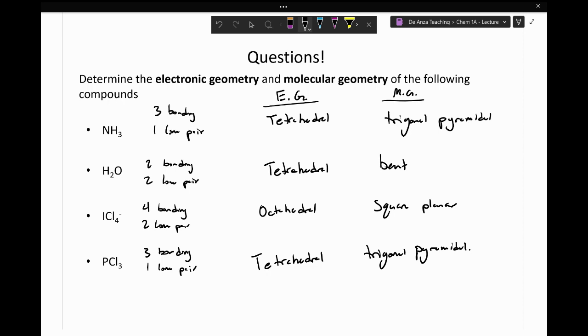Okay. And so what we're going to talk about in the next video is molecular polarities. So using these shapes and the polarity of each of the bonds to see if the total molecule is polar or nonpolar.